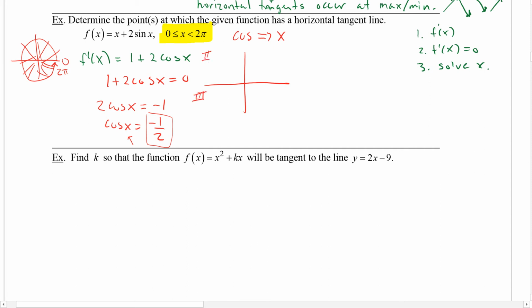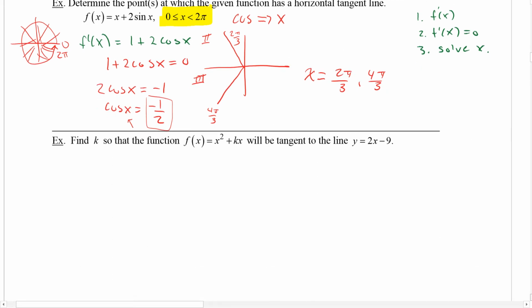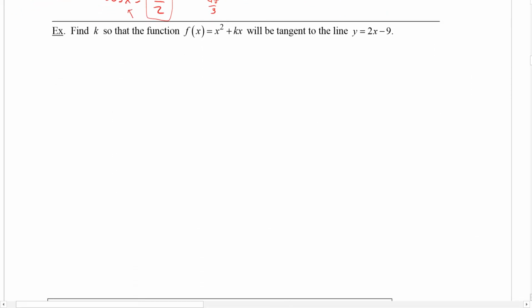So now find out which angles give you -1/2 in that quadrant. And it should be 2 pi over 3 and 4 pi over 3. So that means your solutions are 2 pi over 3 and 4 pi over 3. That is how you solve the trigonometric equations. Now, last example.